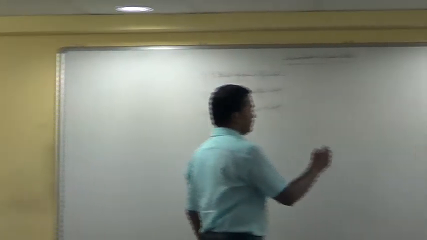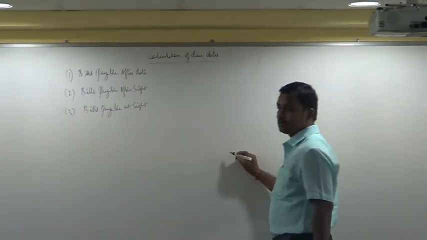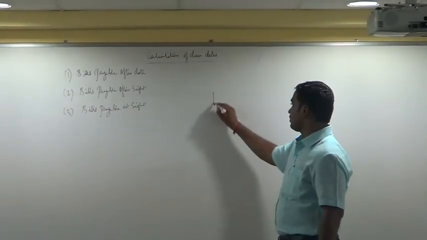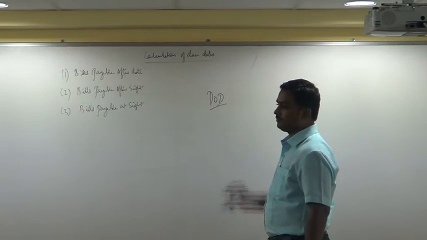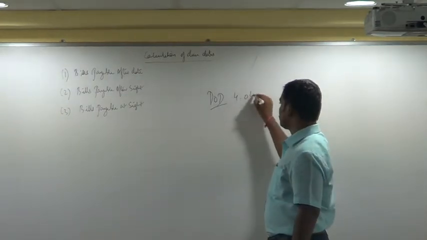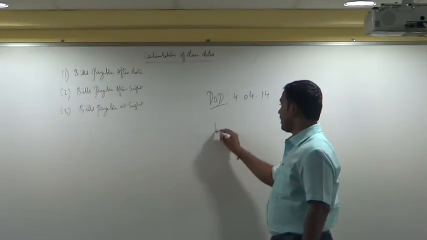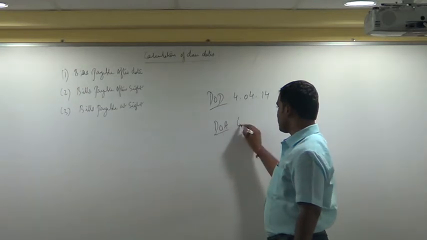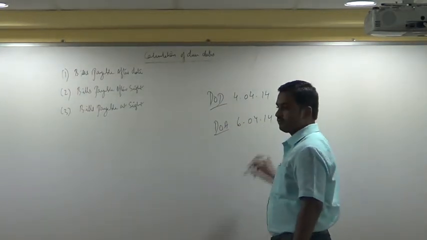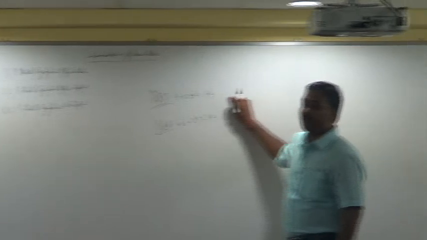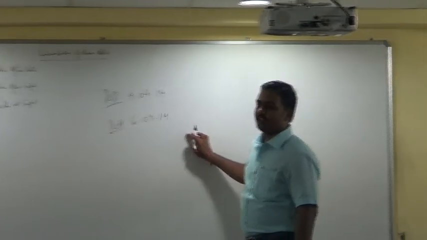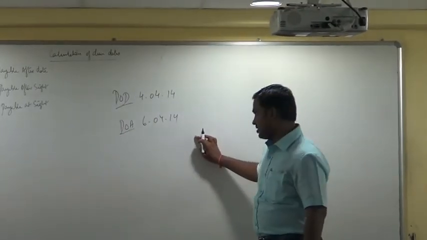Now look at the board, everyone. A bill was drawn. Date of drawing of the bill 4th April 2014. Date of acceptance 6th April 2014. The drawer prepared the bill on 4th April. Drawee accepted the bill on 6th April.